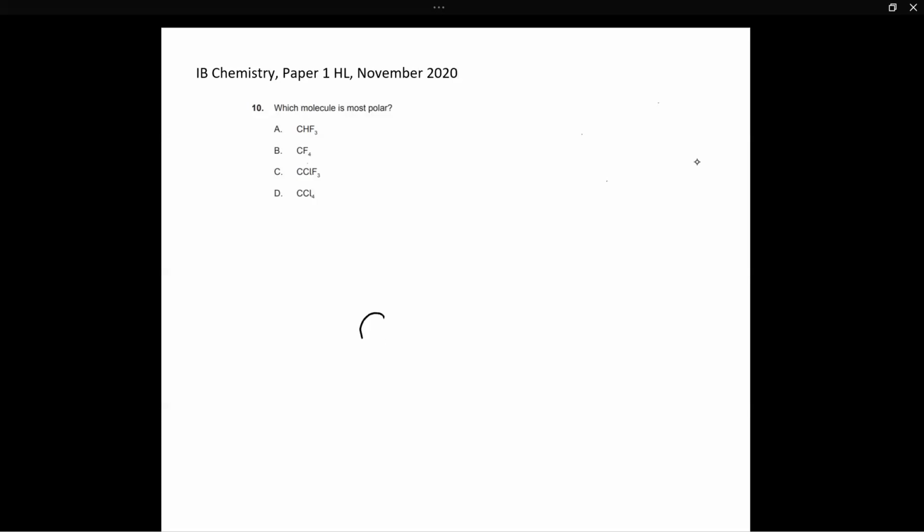We're just going to draw carbon over here. Now, what we have to consider is the difference between the electronegativities of the two atoms bonded covalently to each other. So for the sake of this example, I'm going to take CF4. Carbon in this molecule is covalently bonded to four fluorines.